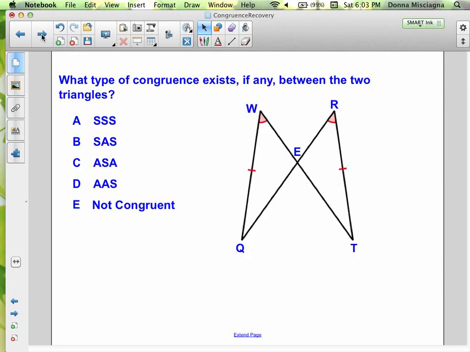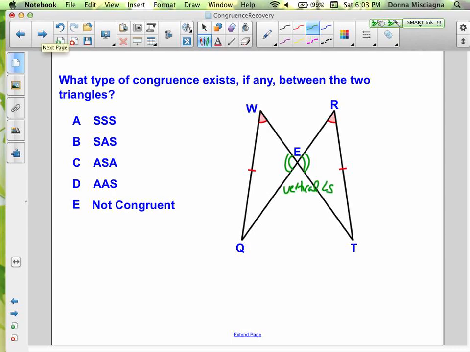And there it is. All right, what type of congruence, if any, exists between the two triangles? So we've got one pair of angles marked, right? But these angles are also congruent because those are vertical angles, and vertical angles are always congruent. So we have two pairs of congruent angles. One was given, one was vertical. And then we have one pair of congruent sides.